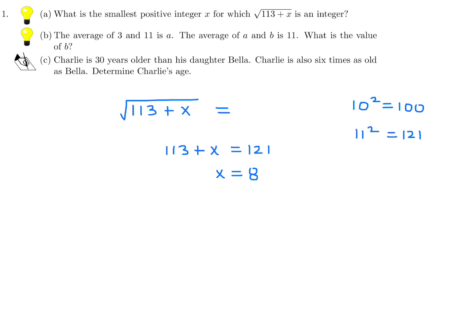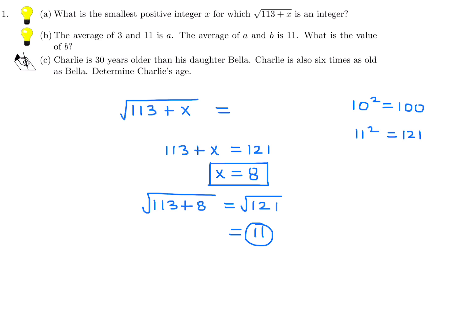Now, let's just verify this. If x is equal to 8, we have the square root of 113 plus 8, which is the square root of 121, and root 121 is equal to 11, and 11 is indeed an integer. So x is equal to 8 for number 1a.